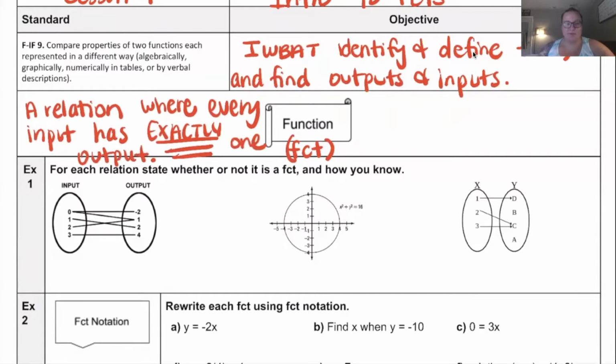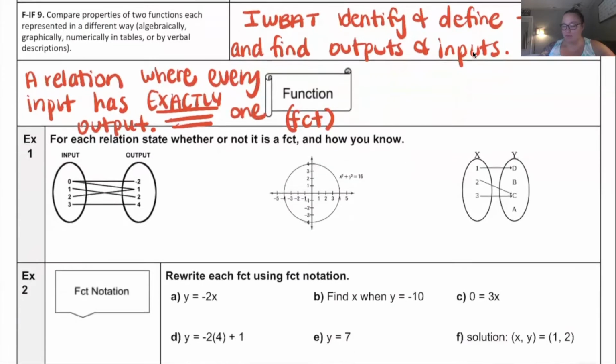And we'll talk about what inputs and outputs mean in just a little bit, but it's really important that you emphasize exactly one, not one of many or one of whatever, but exactly one. So every single input has exactly one output. It can only map to one output. So let's talk about what that means in the form of examples.